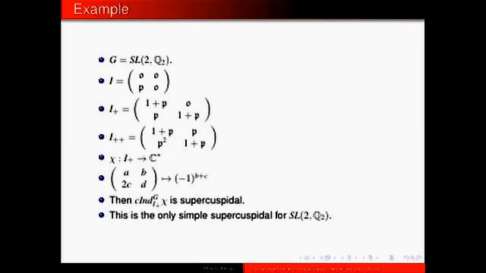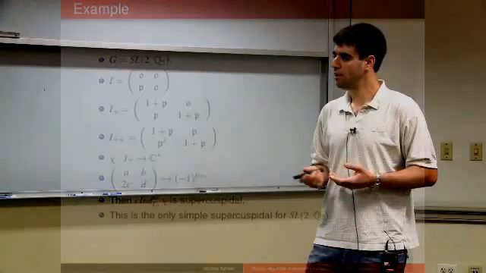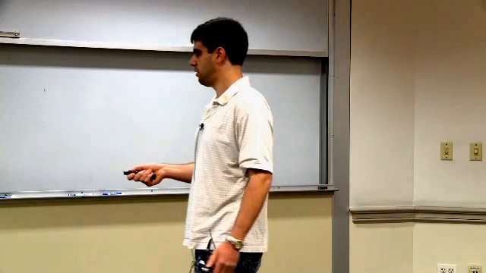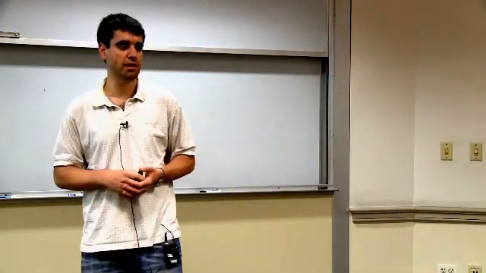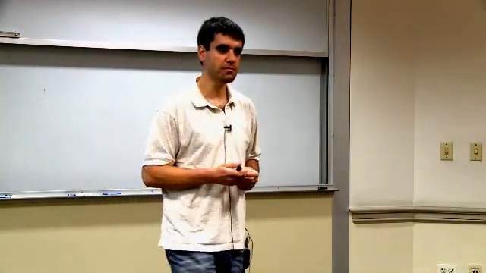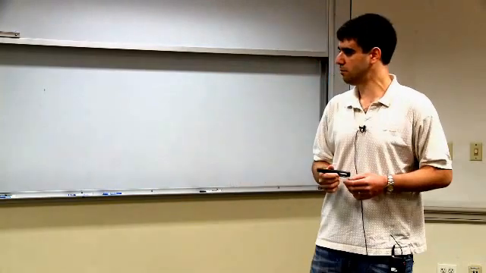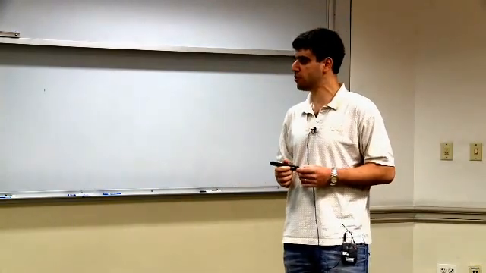And what's an affine generic character of I plus? It just sends the matrix (A, B; 2C, D) to (-1)^(B+C). That's an affine generic character. And in fact, it's the only affine generic character for SL2(Q2). And then what the result says is that this compactly induced representation is supercuspidal. So that's the only simple supercuspidal representation of SL2(Q2).